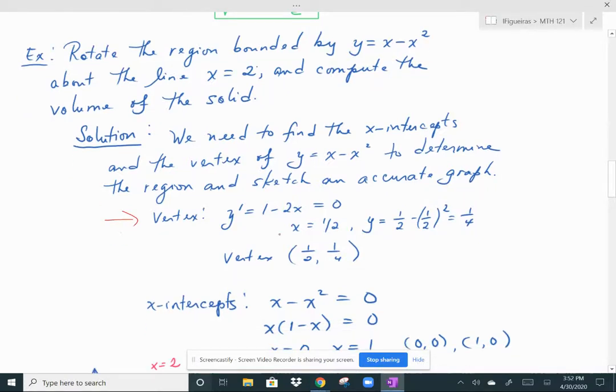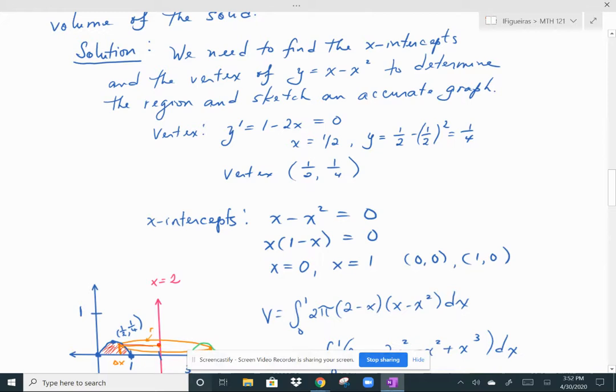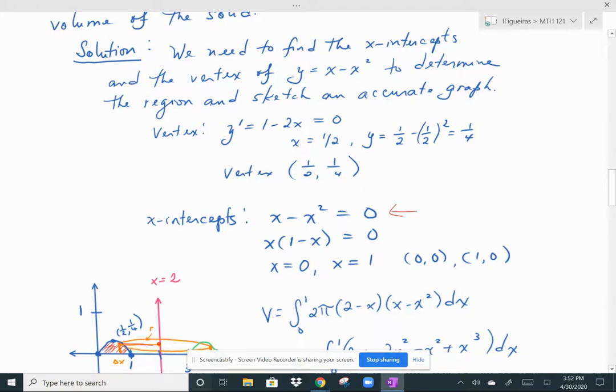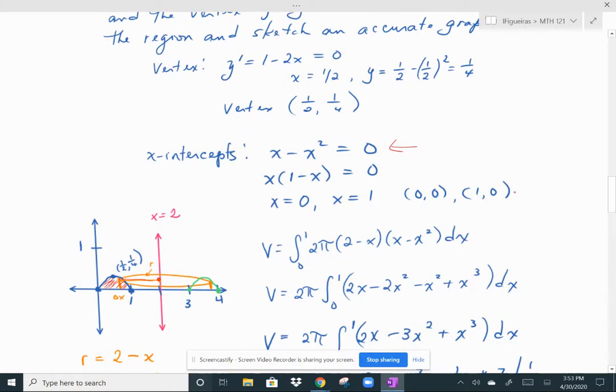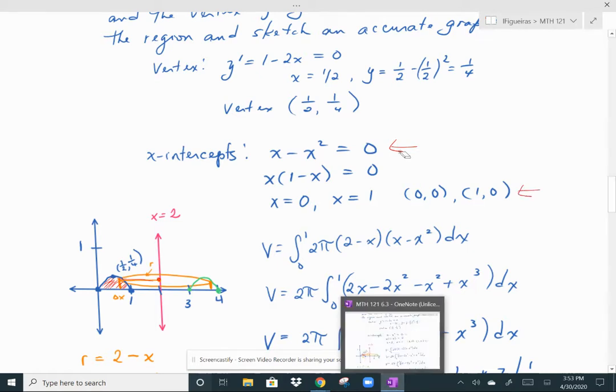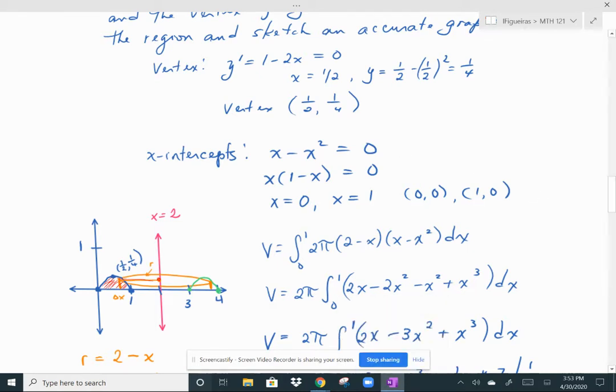So you get that x is a half, plug into the original function, and you get y is a fourth. So your vertex is 1/2, 1/4. All right, so that's one point that we'll show on our graph. Now let's find our x-intercepts. X-intercepts are found by letting y equal 0. So take the original function, set it equal to 0, factor, and you get 2 x-intercepts, 0, 0, and 1, 0. So those points are reflected here on my graph.